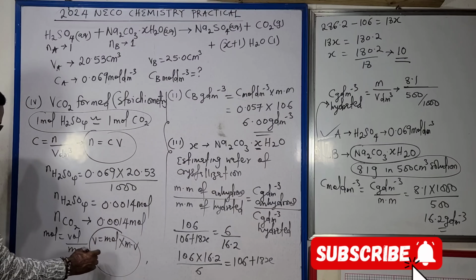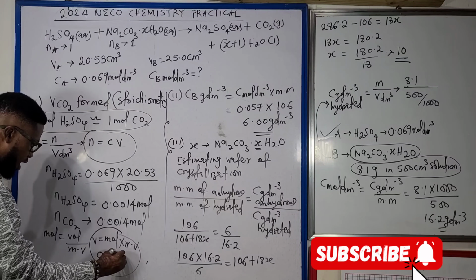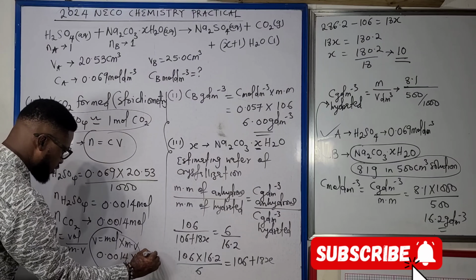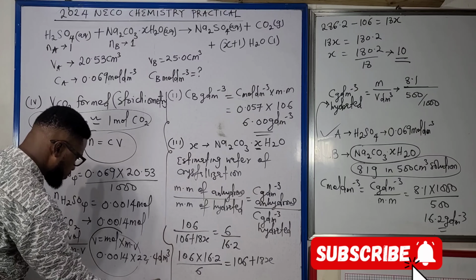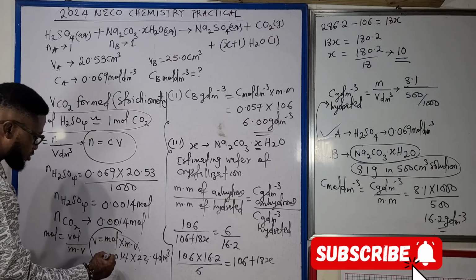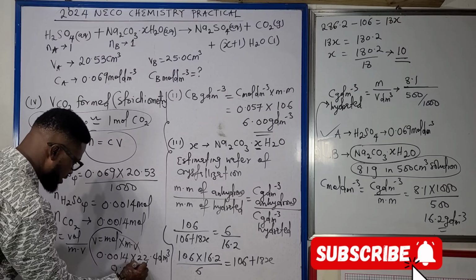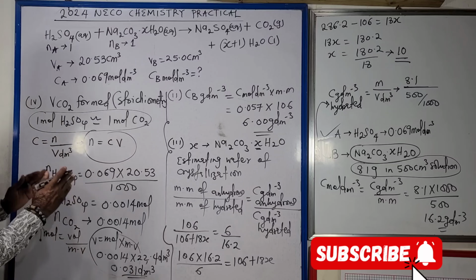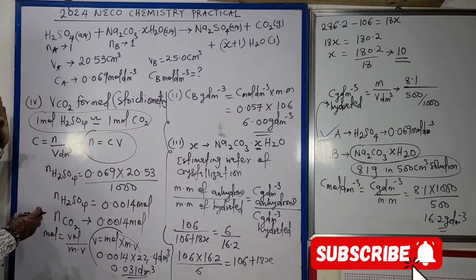That's molar volume. So this will mean 0.0014 times 22.4 dm cube. If we compute this, that's going to give me 0.031 dm cube. So here, that is the volume of carbon dioxide from, this is just about stoichiometry.